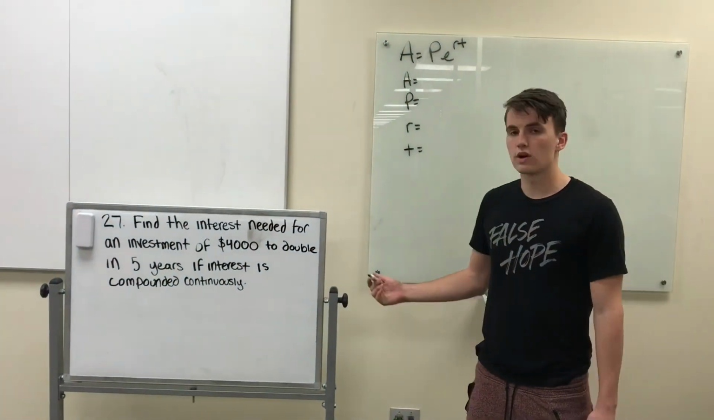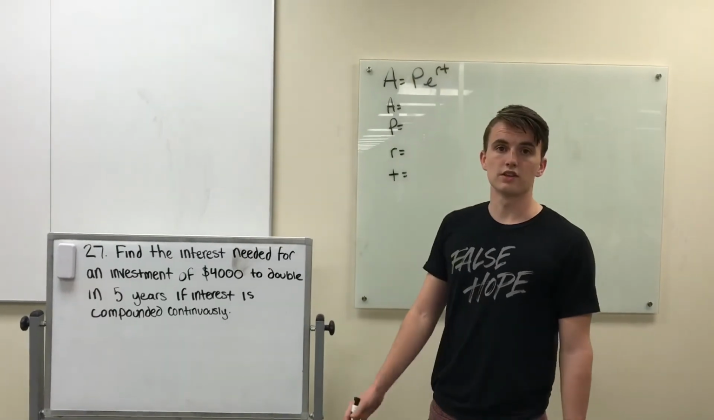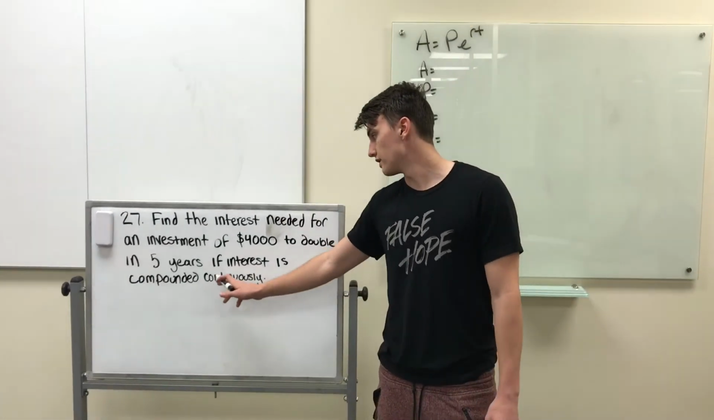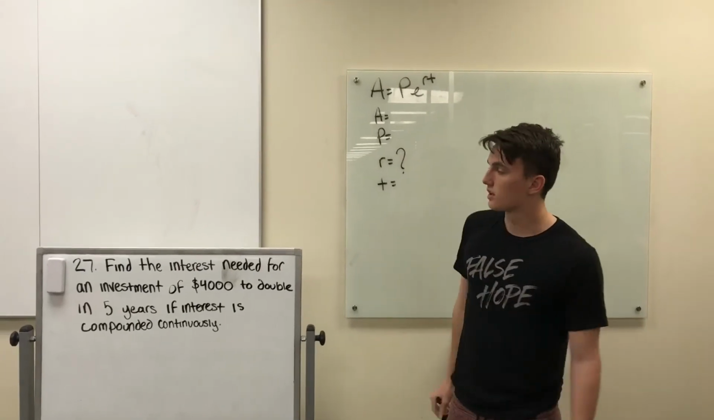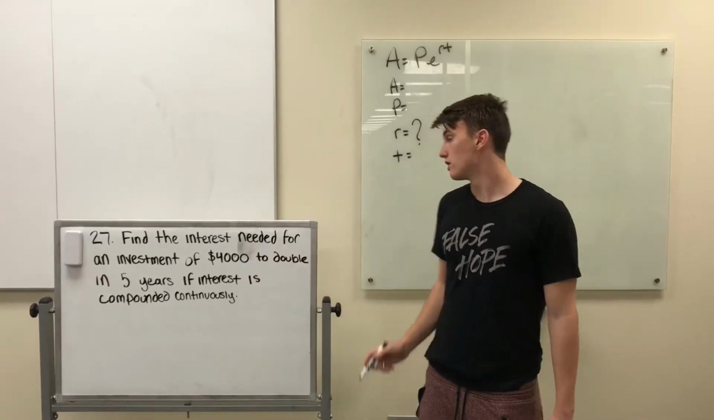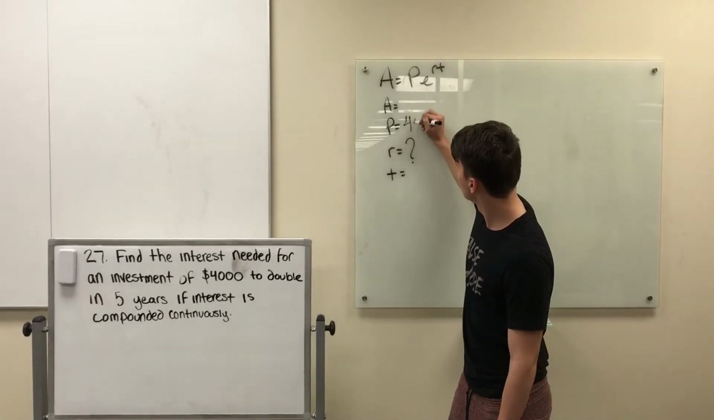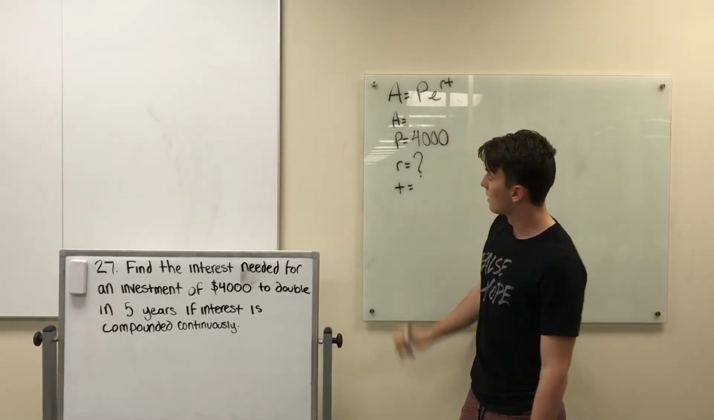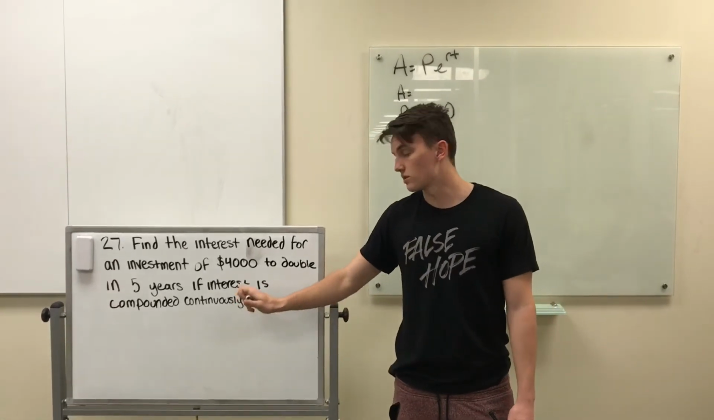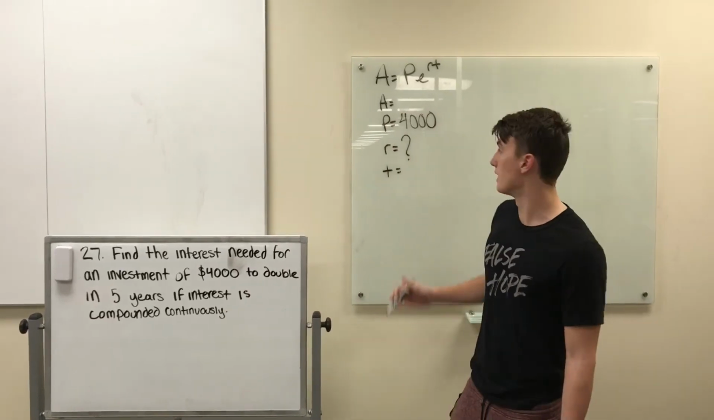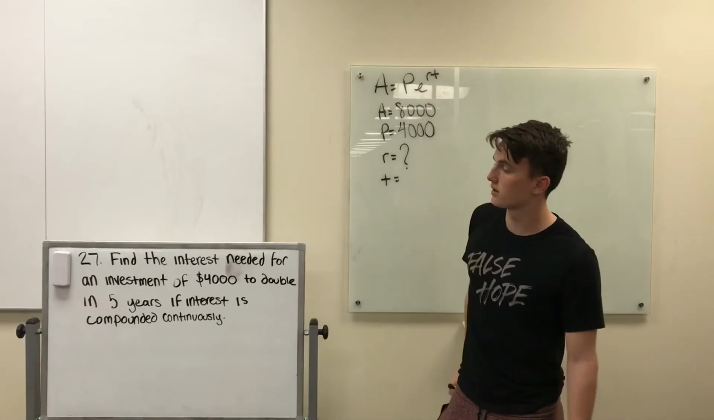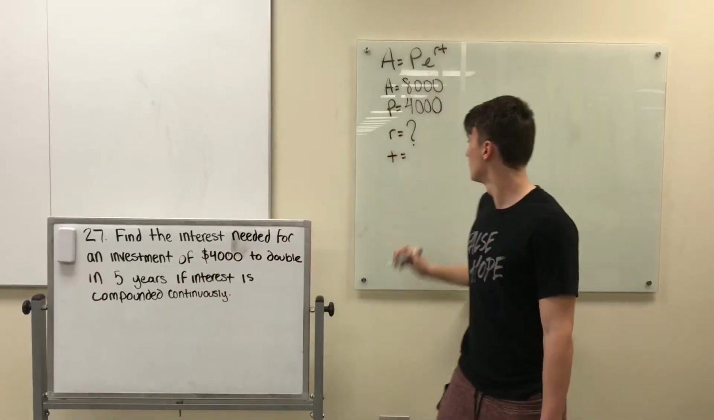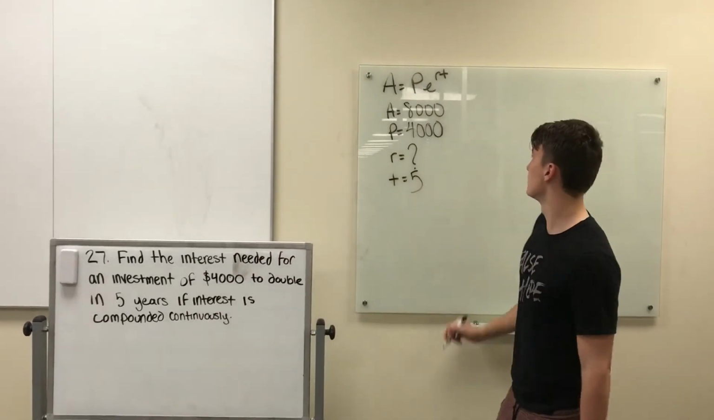Alright, so in order to solve this problem, what you're first going to be looking at is what we're trying to find. So what we're trying to find is the interest rate. So that's going to be our r. What they give us is our initial investment of $4,000, so you can plug it in for P. Now what we know is that the initial investment is going to be doubled, so that's going to end up being our A. So this is going to be doubled, which is 8,000. And finally our t is going to be 5 years. So we'll plug in 5 for t.